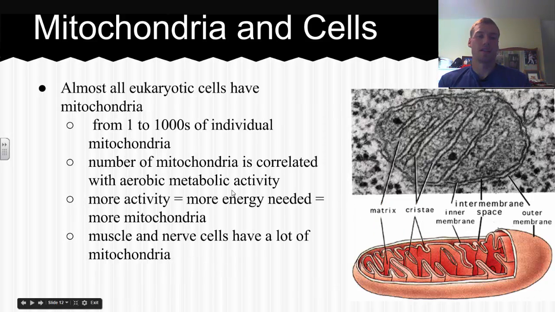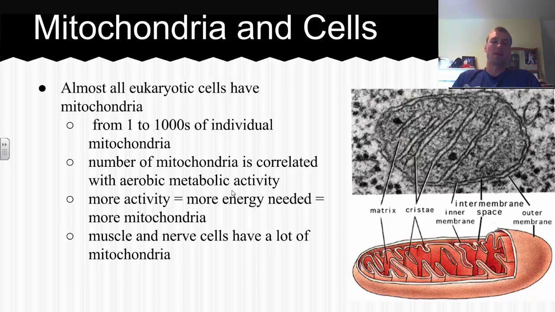Almost all eukaryotic cells have mitochondria. Some of them only have one large one, and some of them have thousands of individual ones. Obviously, it makes sense. The number of mitochondria is correlated to aerobic metabolic activity. Basically, if a cell is more active, it's going to need more energy, and therefore it will have more mitochondria. So muscle and nerve cells have a lot of mitochondria because they're doing a lot of things all the time.